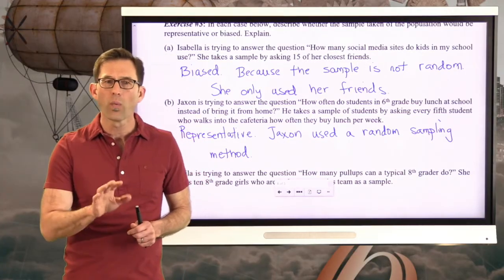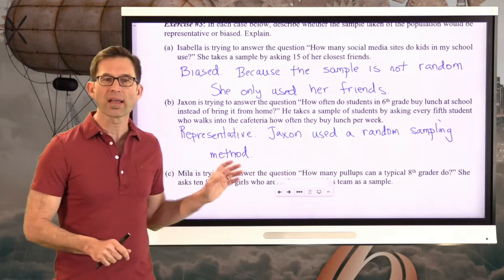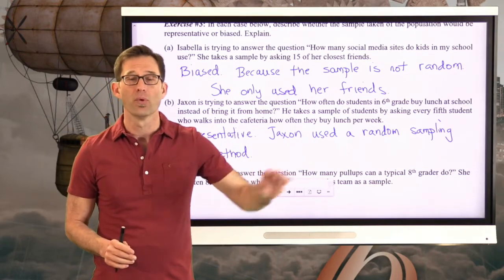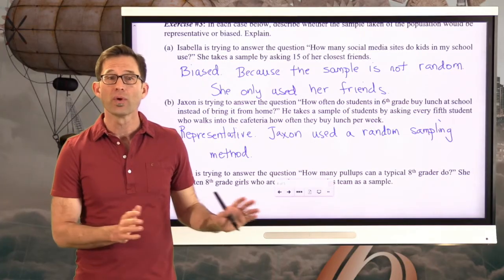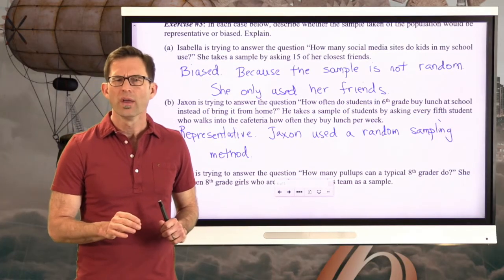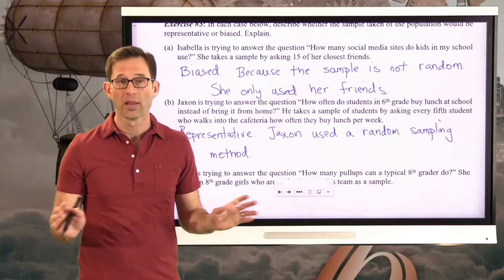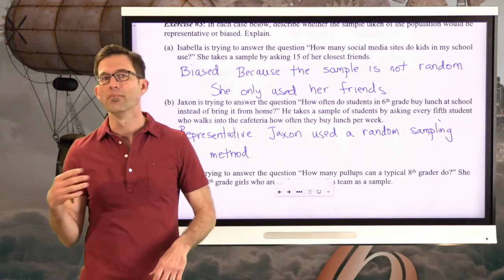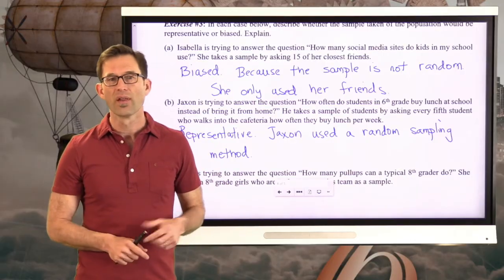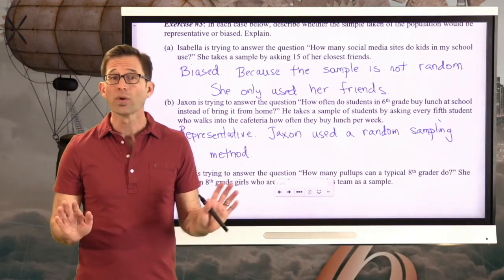want to be wary if Jackson simply asked the first 20 people who walked into the lunchroom, that might be a problem. Because maybe the people who get to the lunchroom first are the ones who really want to get in line for the hot lunch, right? The lunch that they serve, and maybe people who bring their lunch mosey and get to the lunchroom a little bit later. So you wouldn't want to do that.